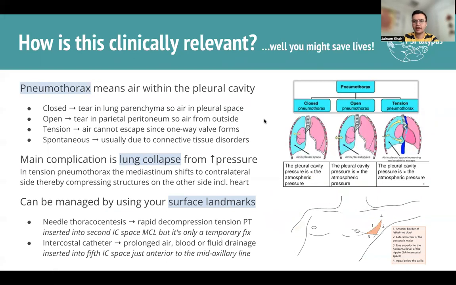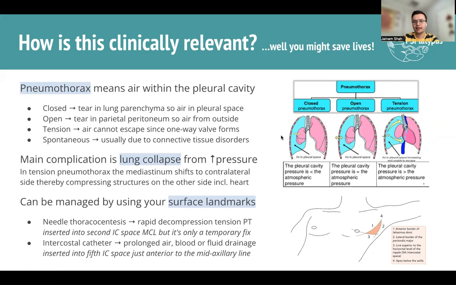Lastly, you've got pneumothorax. Pneumothorax means air within the pleural cavity. There's 4 main types that we've discussed. So you've got the closed pneumothorax, and these diagrams are really good just to visualize them. You've got a tear in the lung itself, and so air enters into the pleural space from the lung. So the lung deflates because air is escaping from it into here. Everything else is generally normal.